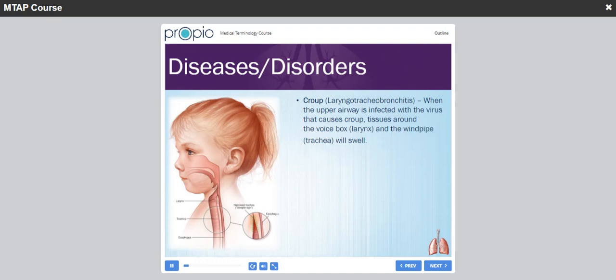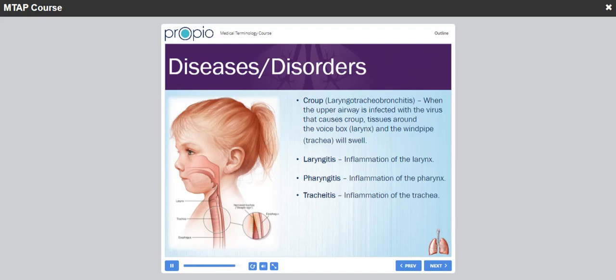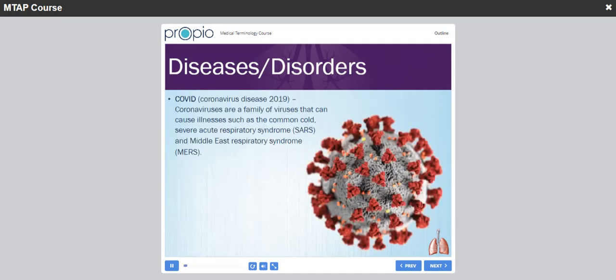Laryngitis, the inflammation of the larynx. Pharyngitis, the inflammation of the pharynx. Tracheitis is the inflammation of the trachea. COVID, coronavirus disease 2019. Coronaviruses are a family of viruses that can cause illnesses such as common cold, severe acute respiratory syndrome, or SARS, and Middle East respiratory syndrome, MERS. Pulmonary edema. Pulmonary edema is a condition caused by excess fluid in the lungs. This fluid collects in the numerous air sacs in the lungs, making it difficult to breathe. Pulmonary embolism.